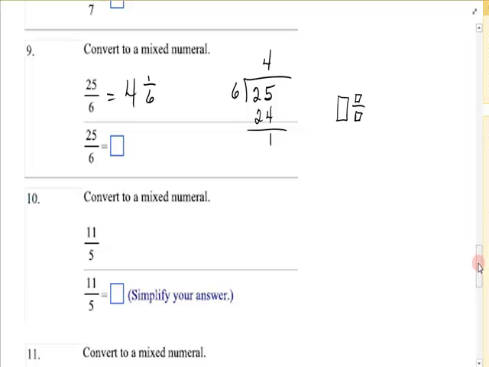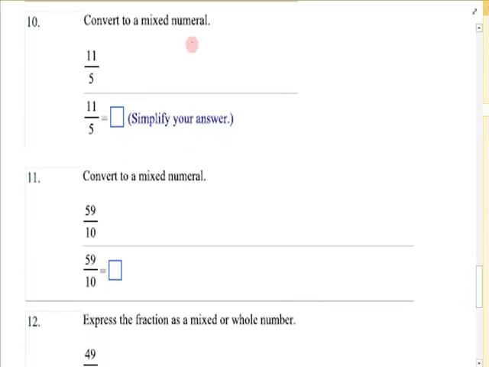Okay, let's look at the next one. 11/5. You're going to divide 5 into 11. It goes 2 times. 2 times 5 is 10, with 1 left over. So this is 2 with remainder of 1 over 5.